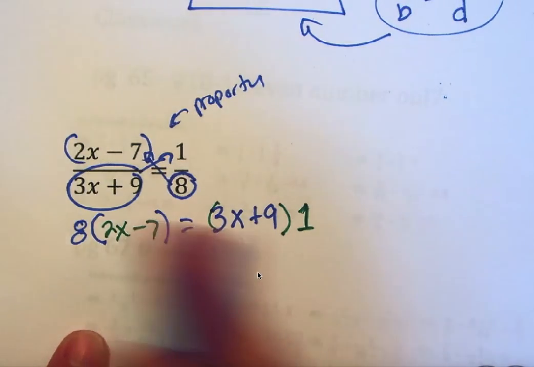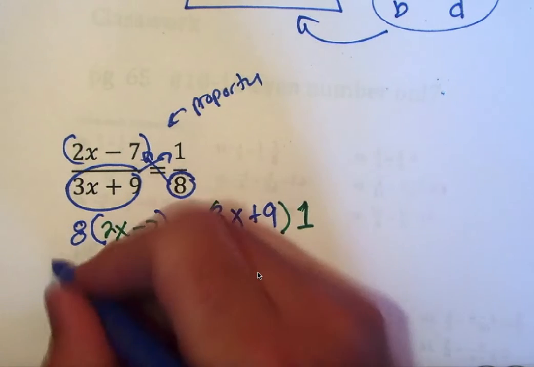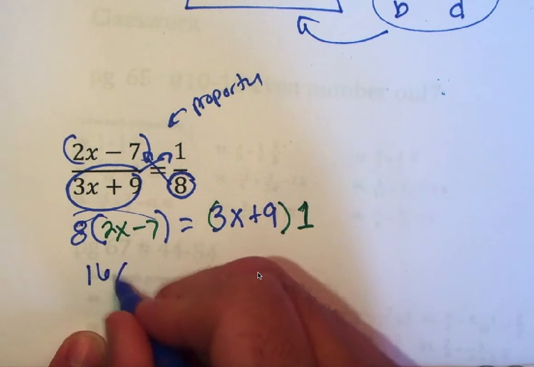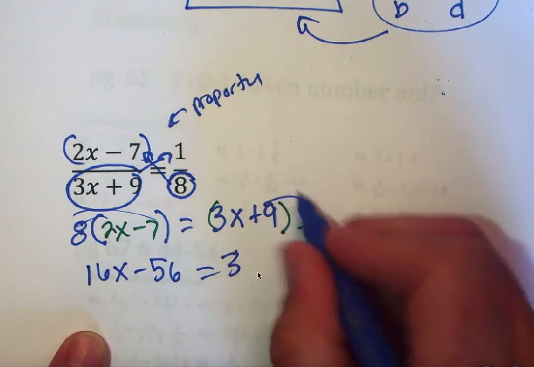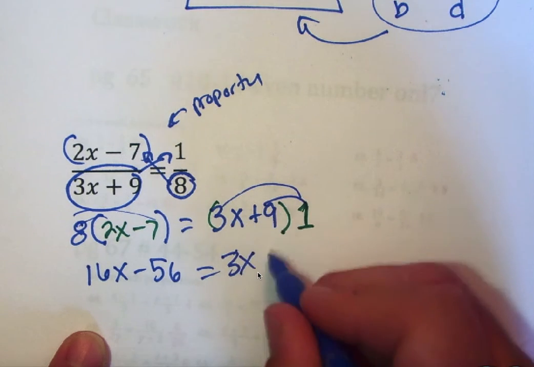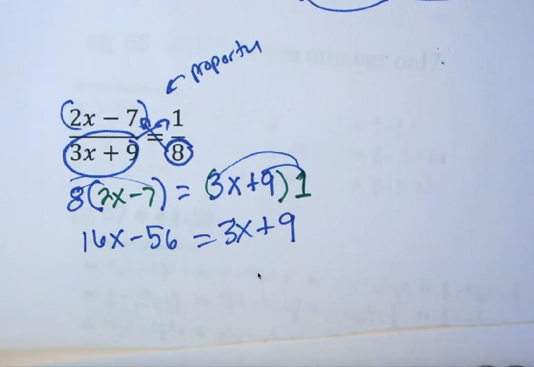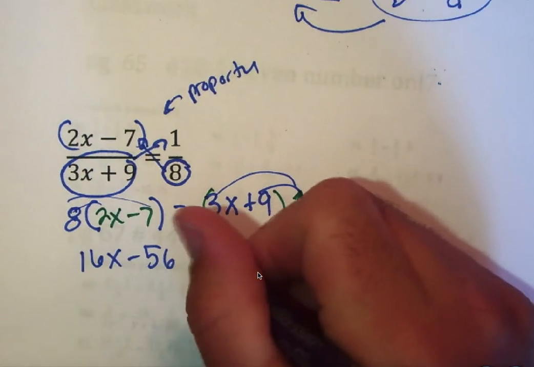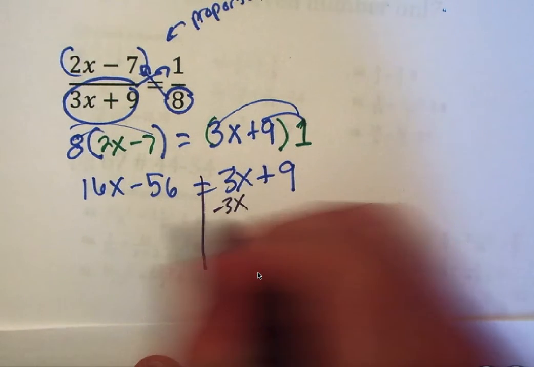Now, I just wanted to show you the steps, but we can say that if this over this equals this over this, we can use cross products, and now we just distribute. 16x minus 56 equals 3x. We can distribute here. 1 times 3 is 3x. 1 times 9 is 9. Sweet. And now, an equation that was probably kind of hard to figure out, just by using cross products, we can get the answer. So now we just solve it like we normally solve an equation by doing things to both sides.